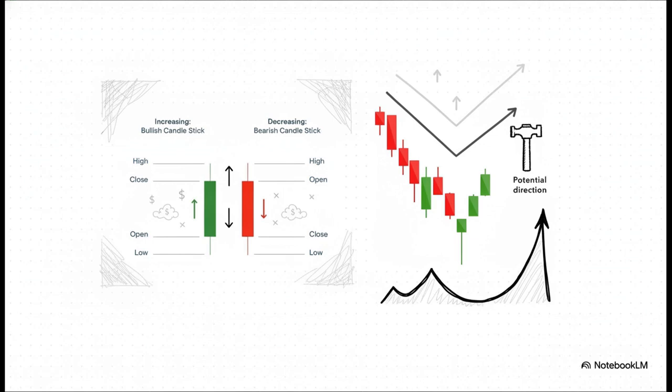Now look over at the hammer candle on the right. See that incredibly long lower wick? That tells us a really fascinating story. It means sellers drove the price way down, but then buyers stepped in aggressively and overwhelmingly pushed the price back up. It's a classic, textbook sign that a downtrend might be reversing.